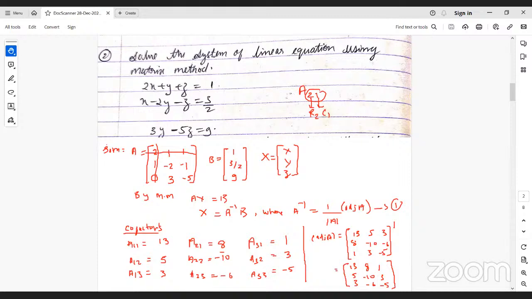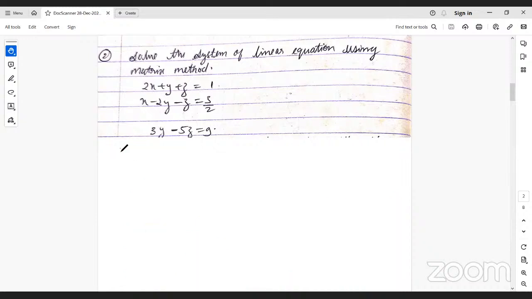Okay, so see next step. All have completed till adjoint. Okay, next we will be finding out the determinant now. To find out the determinant, next step what we need to do is we need to write down, find out the determinant of A.